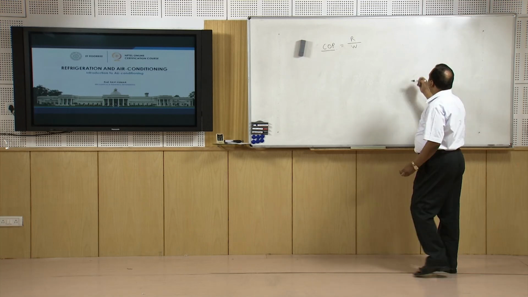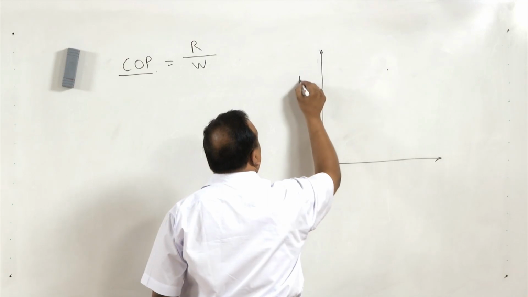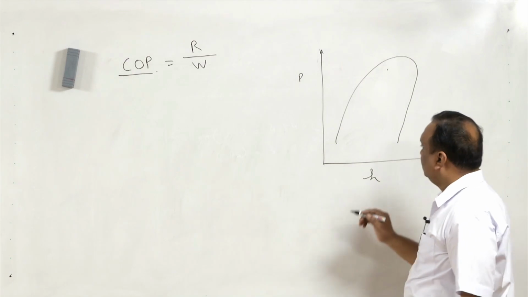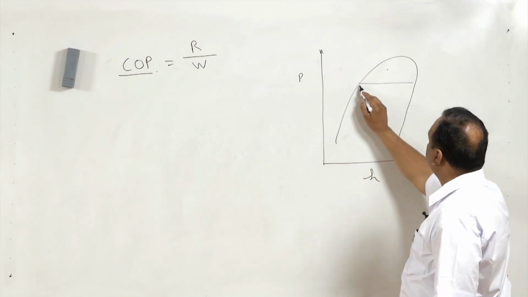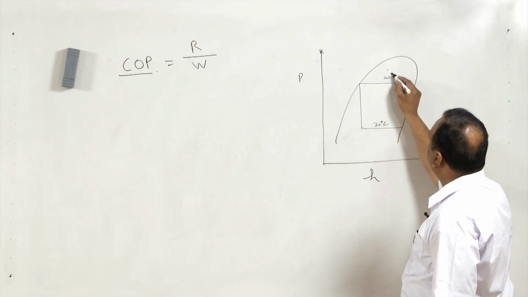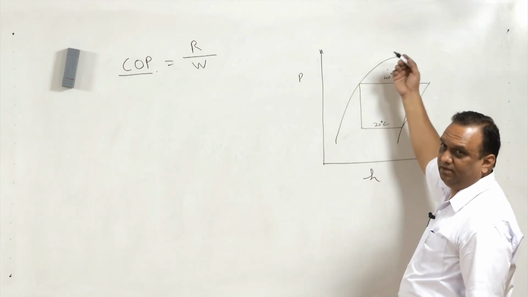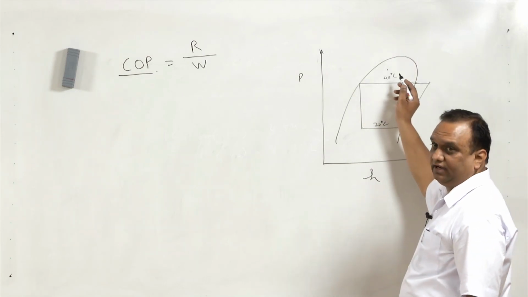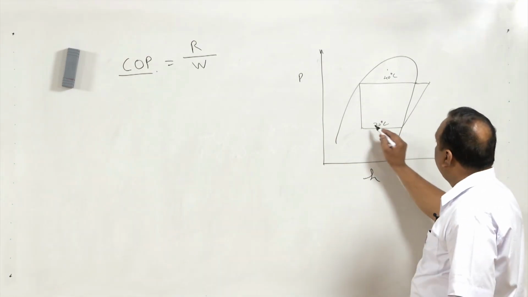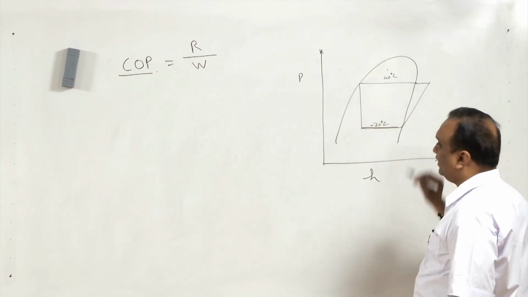The reason being, if you look at the p-h diagram, in a refrigerating system, the evaporator temperature we are assuming around minus 20 degree centigrade and condenser around 40 degree centigrade. Condenser temperature can be higher than this, it can go up to 50 degree centigrade if the heat is dissipated to the surroundings. Anyway, here the evaporator temperature is minus 20 degree centigrade, condenser temperature is 40 degree centigrade.